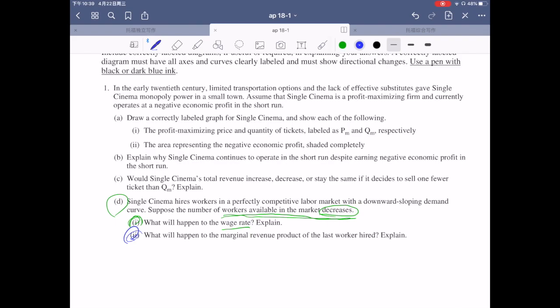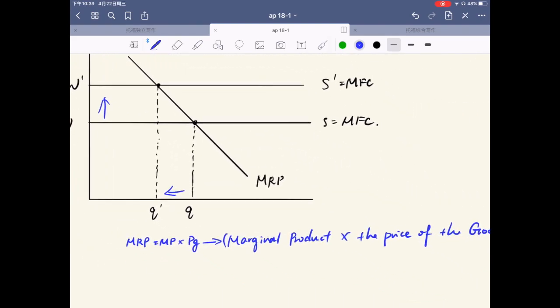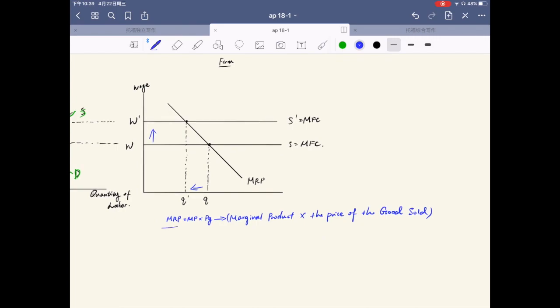So the last one is what will happen to the marginal revenue product of the last worker here. Explain. First we need to know that MRP is equal to MP times PG, which is the marginal product times the price of the goods sold. And every worker's MP will decrease because more workers join the fixed capital, which is diminishing marginal returns.